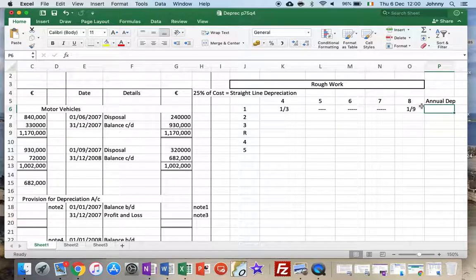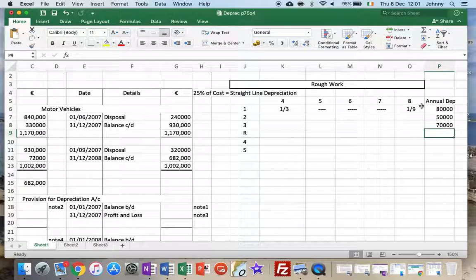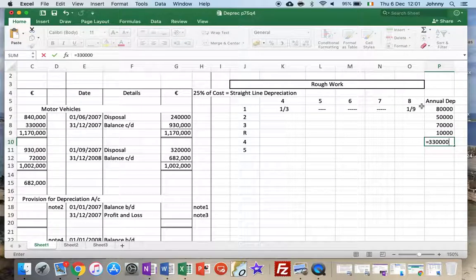So it says 25% of cost per annum. So the annual depreciation is going to be 320 for the first one, times 0.25, that's 25%. For the second one, it's 200 times 0.25. For the third one, it's 280 times 0.25. For the refrigeration unit, it's about 40 grand times 0.25. The new one is 330. And then the last one is 72 grand.